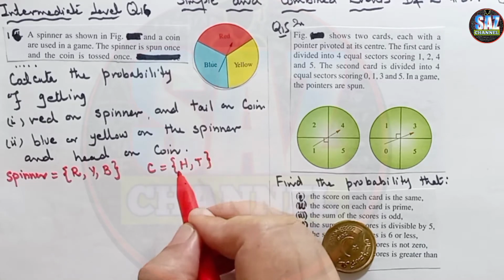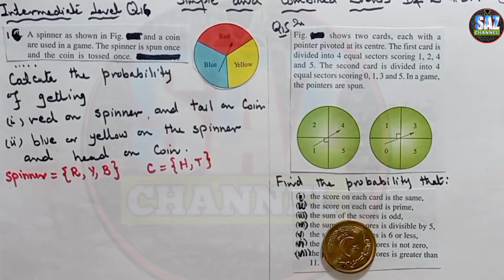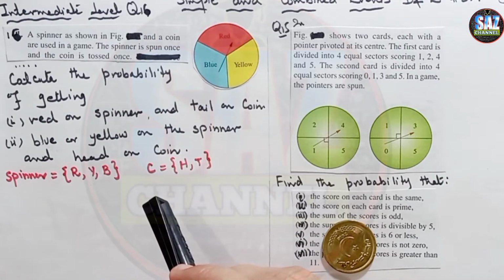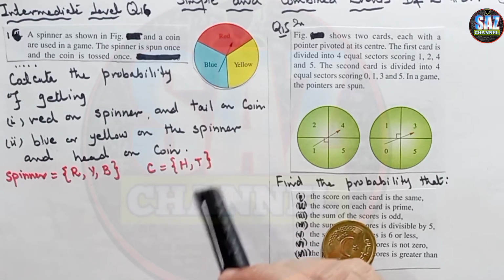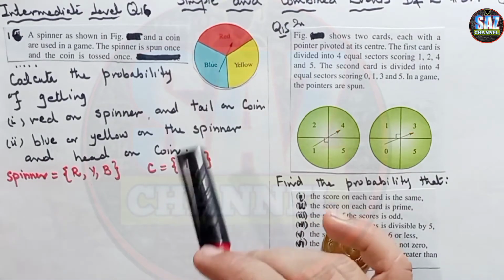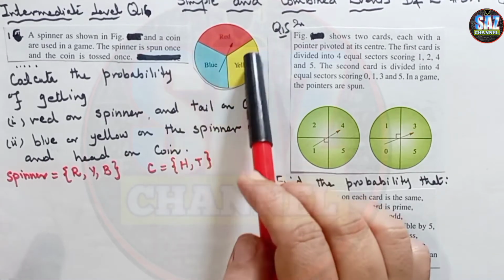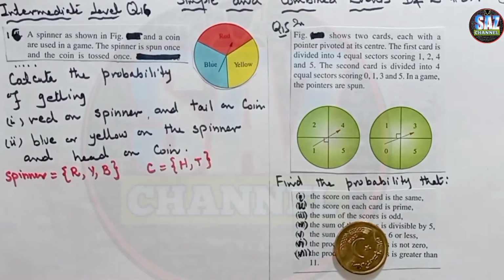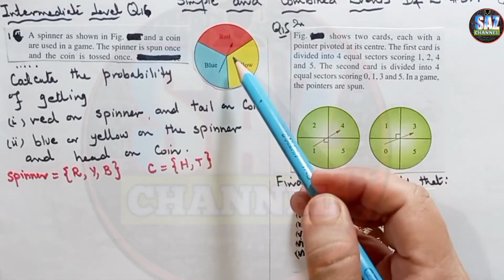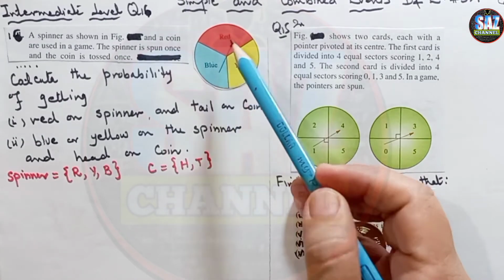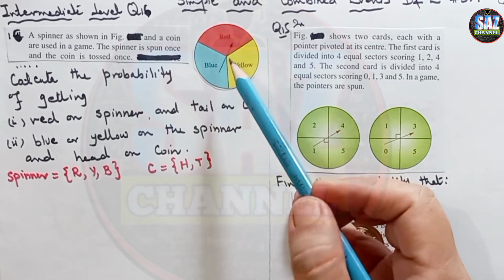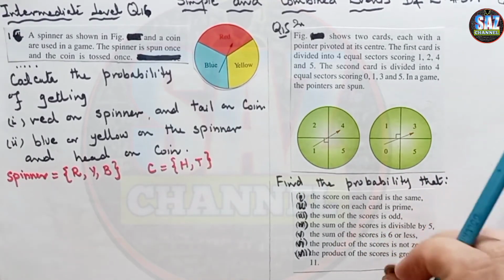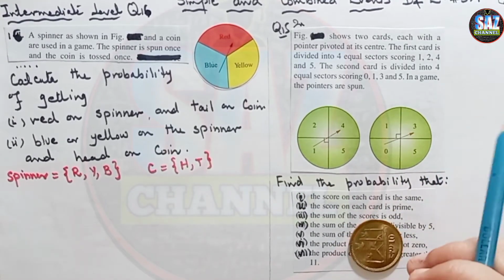The spinner is spun once, and then we have to toss the coin. The total sectors of the spinner are 3, so each color has how many chances of coming? 1 out of 3. So the probability of getting red or blue or yellow on the spinner is 1 by 3, and the coin has 2 faces, head and tail, so the probability of getting head or tail is 1 by 2.